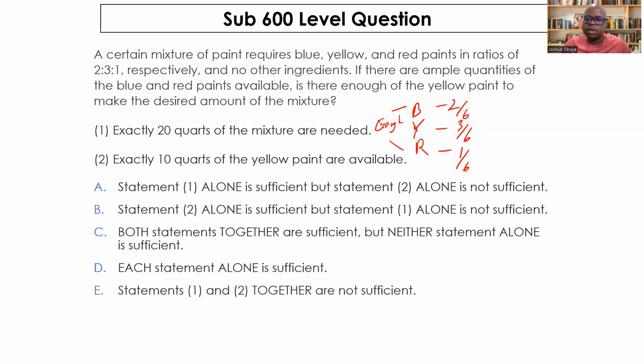These two are enough. But the yellow one, it's not enough. You don't know. Yellow one, not known. You don't know, so you can't say it's enough or not enough. Now we're being asked if there is enough of the yellow paint to make the desired amount of mixture. So the question is asking us if there's enough of the yellow paint.